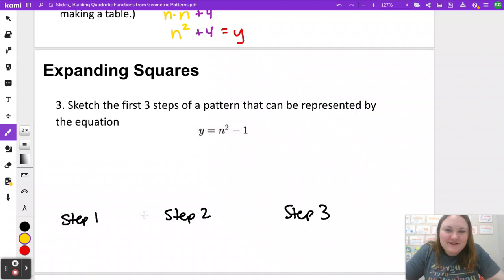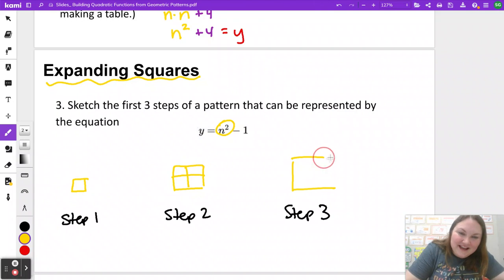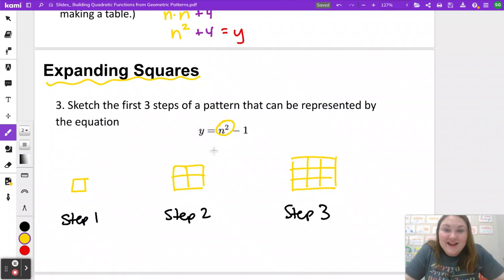For this pattern, in order for me to draw it, I'm going to just start by not worrying about that -1. I'm going to start with the n squared part. That's the part we've really been focusing in on in yesterday and today's lesson, and that's the part that we said looks like an expanding square. So for step 1, n squared means I would have a 1 by 1 square. For step 2, it would mean I have a 2 by 2 square. And for step 3, it looks like a 3 by 3 square. We did an equation yesterday of y equals n squared, and it looks like this. It looks like a square getting bigger and bigger.